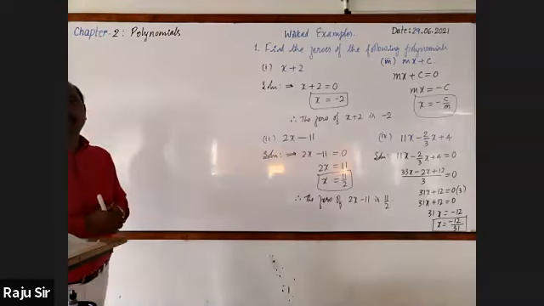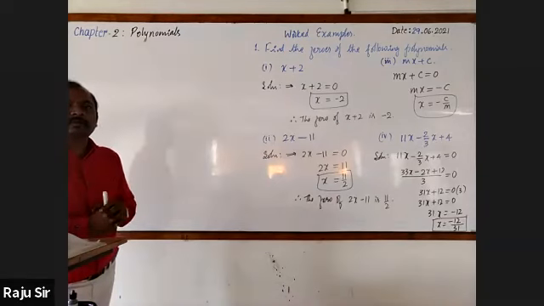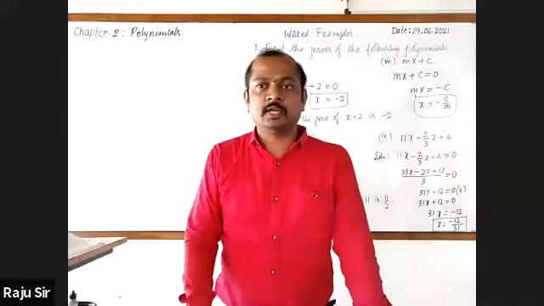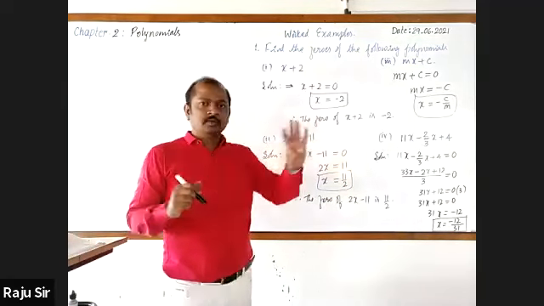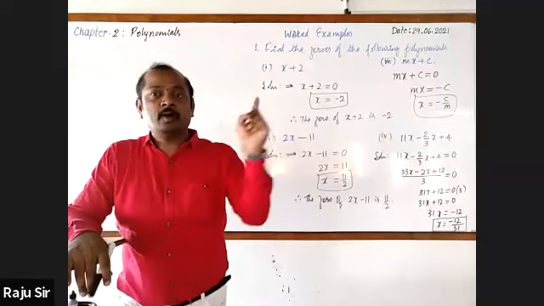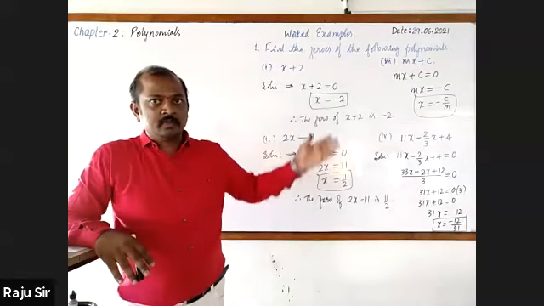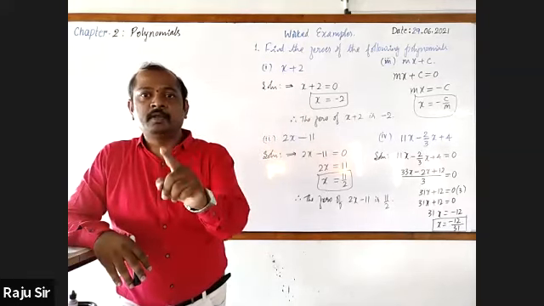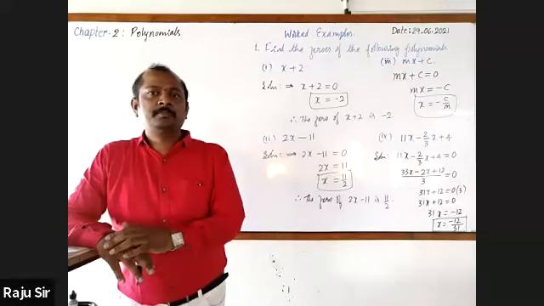Now I'll go for taking the next one. This is also very simple, but there is a small calculation. And before going to that, I'll give you one piece of information. Dear students, so far we have taken 4 polynomials. Observe all the 4 polynomials and tell what type of polynomials these are. Linear polynomials. They're all linear polynomials.